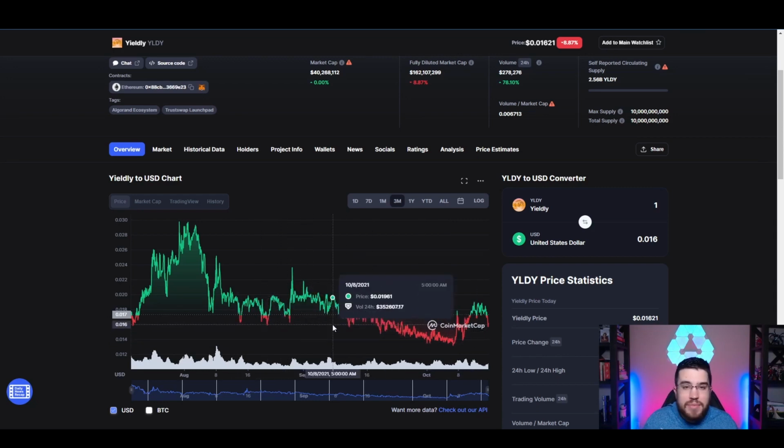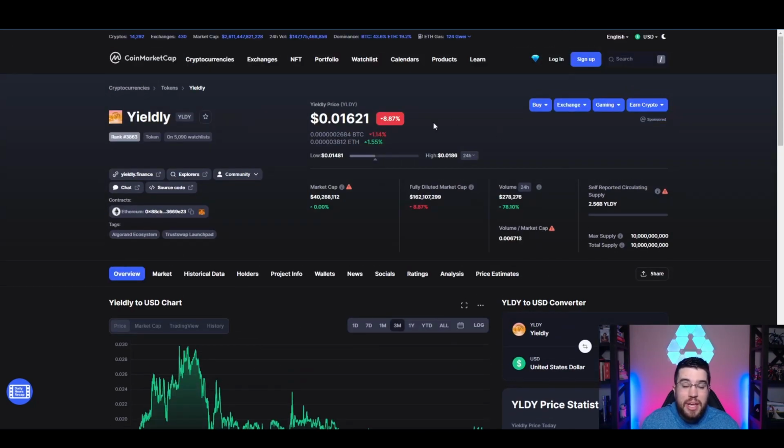But in the crypto world, we all know it, anything is possible. So this is one that I've just been dollar cost averaging into. And since it is a dip and almost a 10% discount today, you better believe I'm going to be putting a little bit of my money into it and into some of these other projects that are on Algorand.